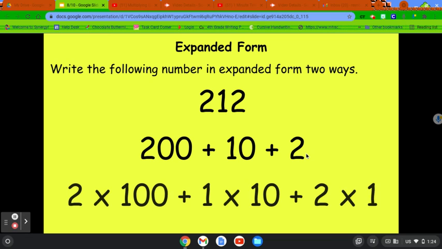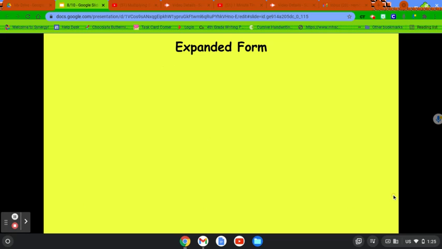Let's look at fourth grade expanded form. Again, the 2 is in the hundreds place, so that's two groups of 100. Plus, we have a 1 in the tens place, that's one group of 10. Plus, we have a 2 in the ones place, so that's two groups of 1. 2 times 100 plus 1 times 10 plus 2 times 1.